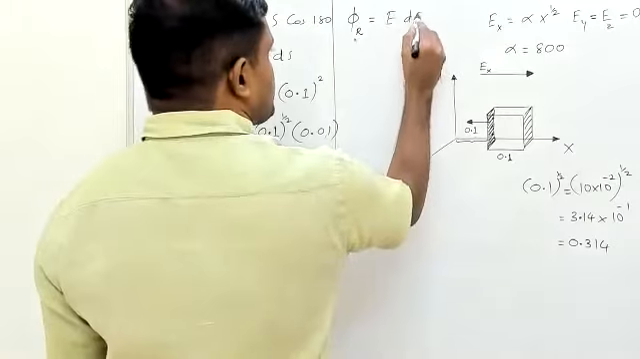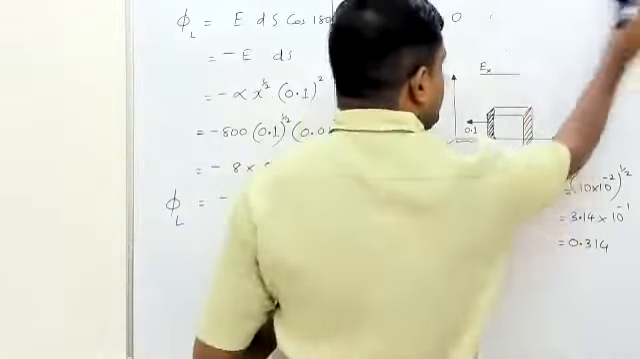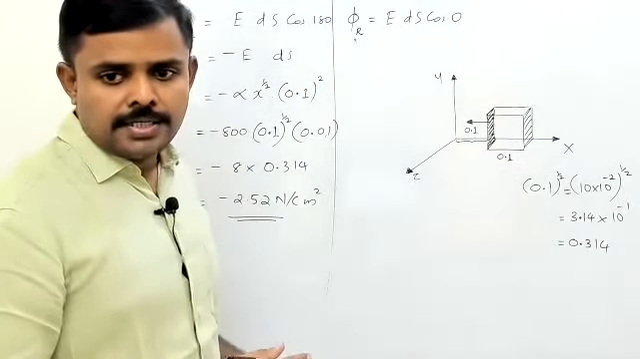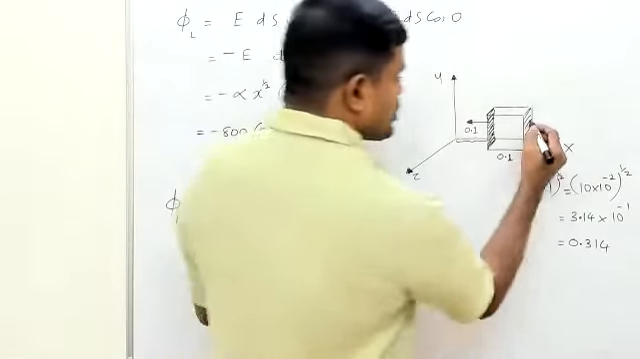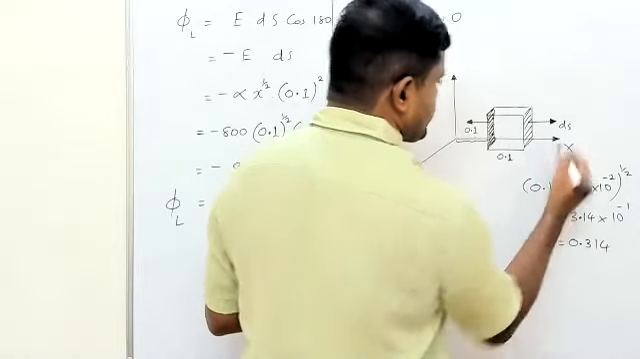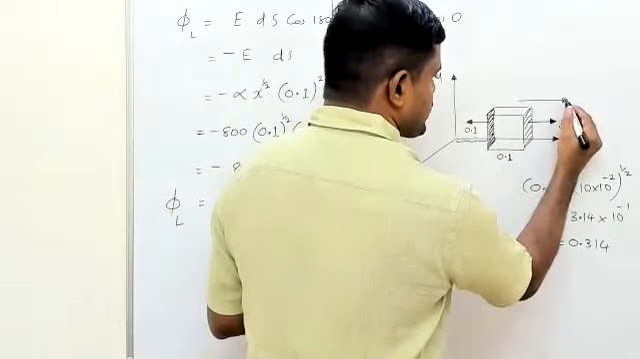I would say it is EDS cos 0. I am wiping this off for the moment, okay? I don't have space there. EDS cos 0. Why is it 0? Because as you can see, for the right surface, the area vector is to the right. Where is the electric field? The electric field is also to the right.